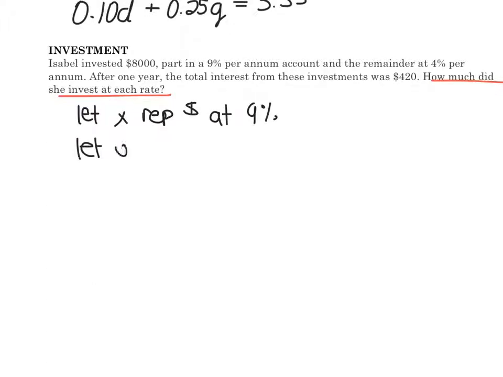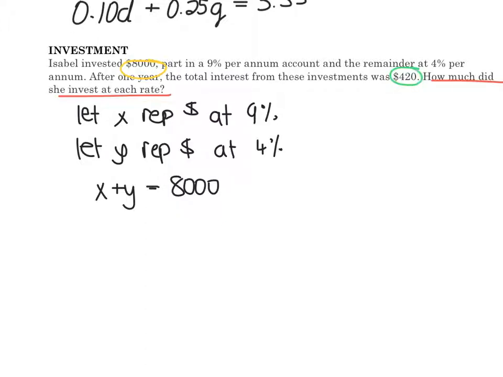Let Y represent money at 4%. So what was put into each account? Together, if I add up what was put in the 9% with the 4%, I should get $8,000, because that's what this statement tells us. Isabel invested $8,000.